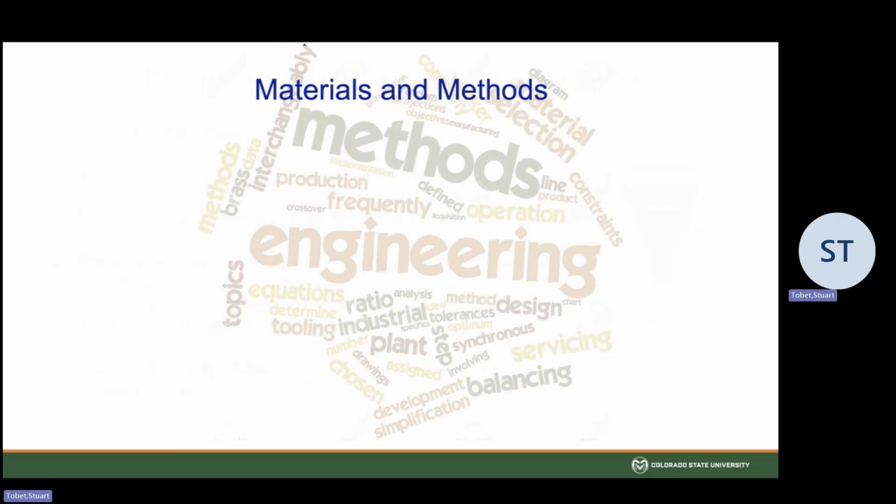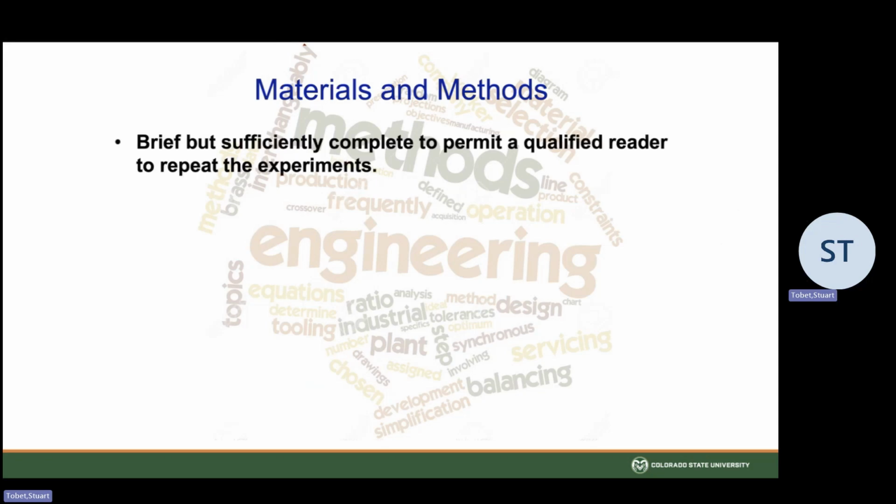You get to your materials and methods, and you can start writing this at the very beginning, while you're sitting down to do the experiments. You can put down all the details that are important for doing those experiments. Right? It's got to be brief, yet sufficiently complete to permit a qualified reader to repeat it.